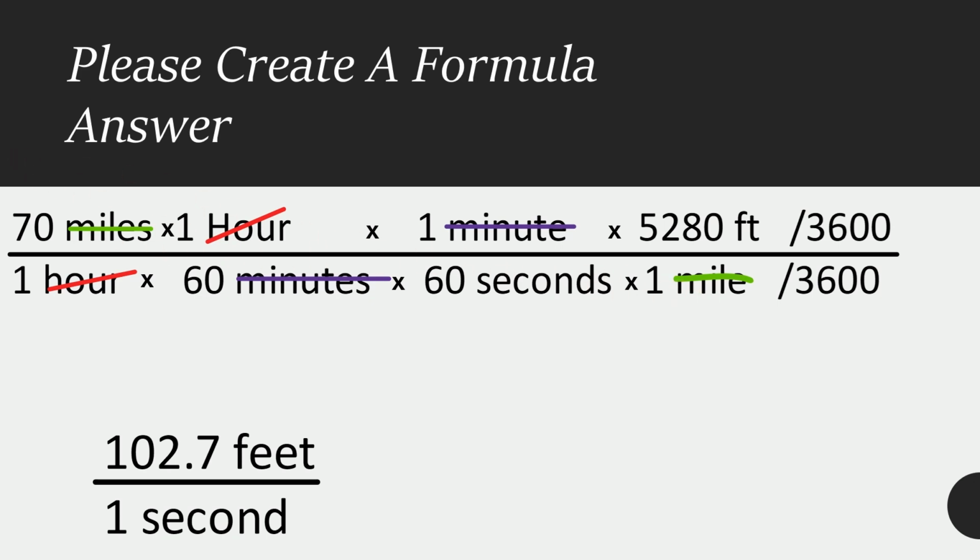And so once again, when you multiply by fractions, you just multiply straight across right there. That's all you're doing there. And so now what you're going to come up with is 3,600 seconds. Well, I'm not interested in 3,600 seconds. I want to know about 1 second. And so I'm going to divide both sides by 3,600, and that's going to give me my answer of 102.7 feet per second.